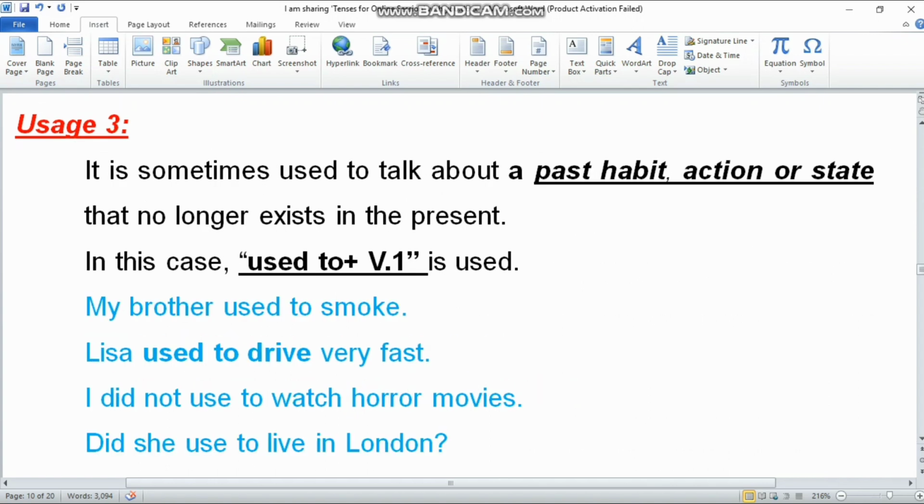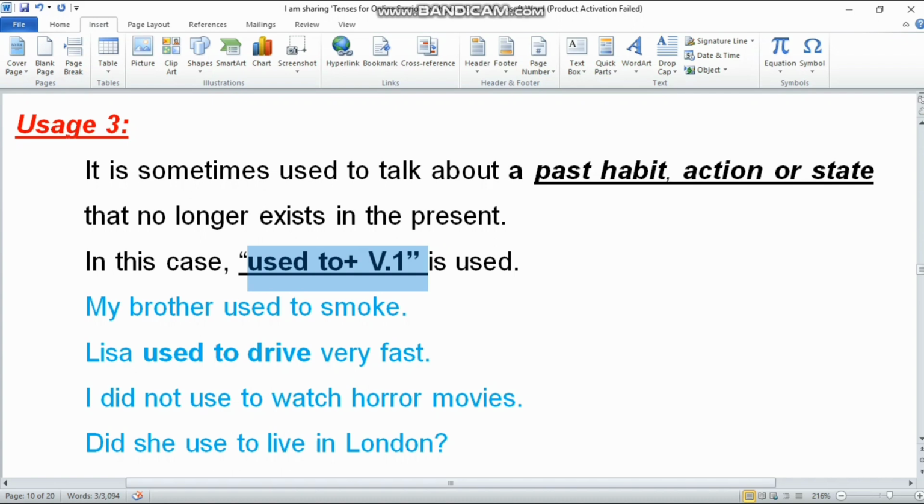Moving on with the third usage of simple past tense. It is sometimes used to talk about a past habit, action, or state that no longer exists in the present time. In this case, we use the expression used to followed by the base form of the verb. Examples are given here. My brother used to smoke.